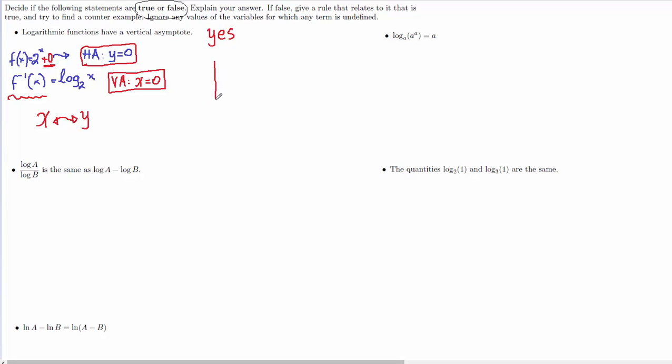Also, we may remember that in general, the graph of the log of x for any base a is going to look like this. It's a slowly increasing function that is asymptotic to the y-axis, x equals 0. So the vertical asymptote for the logarithm function is x equals 0.